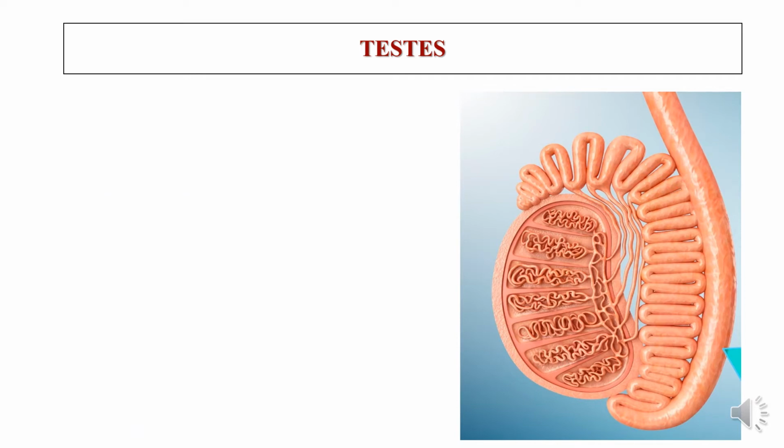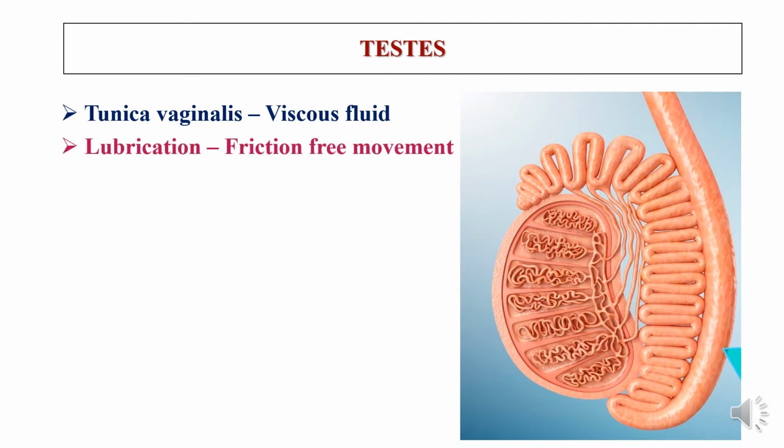Inside the scrotum, the testes are covered almost entirely by the tunica vaginalis, which is a closed sac that contains a small amount of viscous fluid. This sac covers the anterior surface and sides of each testis and works much like the peritoneal sac, thus lubricating the surface of the testis and allowing for friction-free movement.